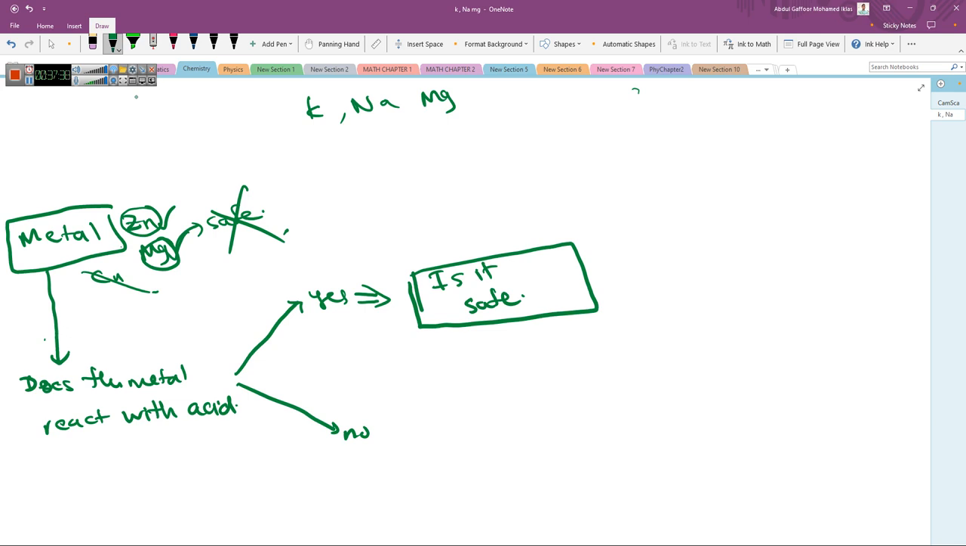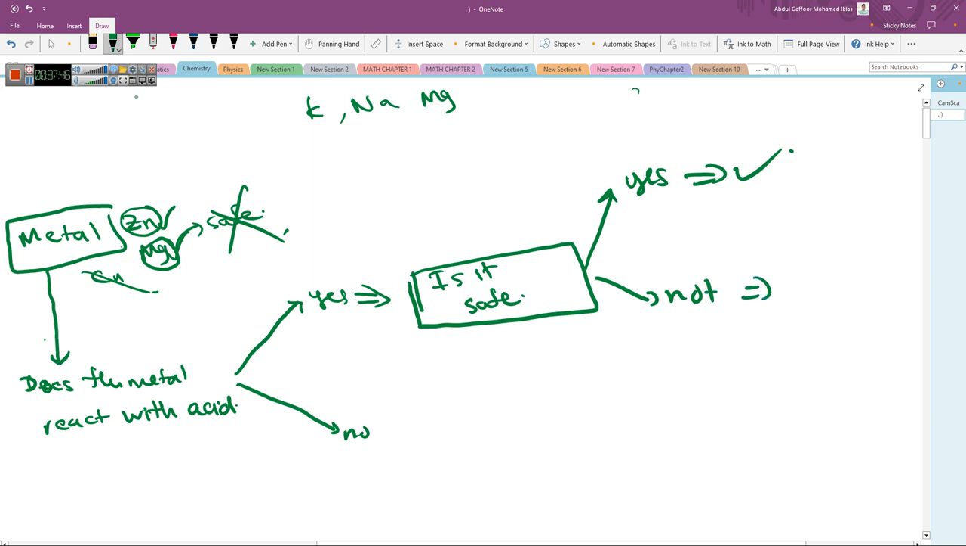So we will ask whether it is safe or not, right? So if it is yes, we will proceed further, but if it is no, we will abstain from doing that experiment. We will not go for it, right?